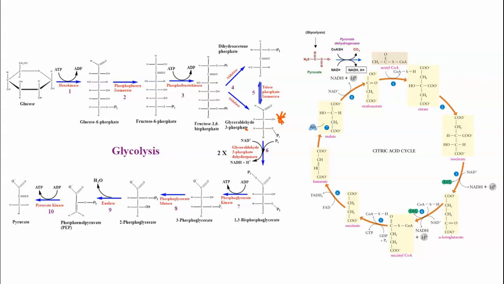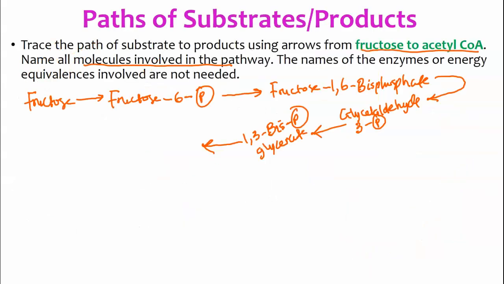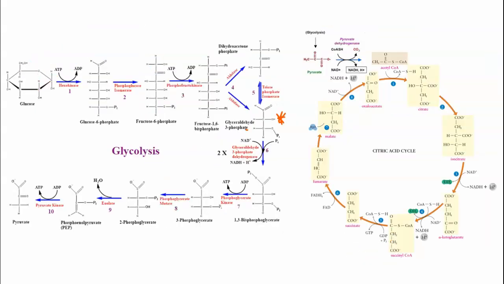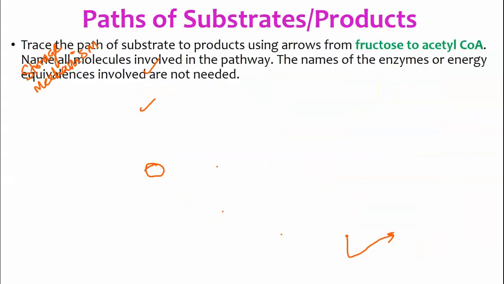To 3-phosphoglycerate, I go back. So it's going to be 3-phosphoglycerate. From 3-phosphoglycerate, what will I get? I'll get 2-phosphoglycerate. But let's go back and trace it. I just want to make sure I put it very clear to you. From 3-phosphoglycerate to 2-phosphoglycerate.